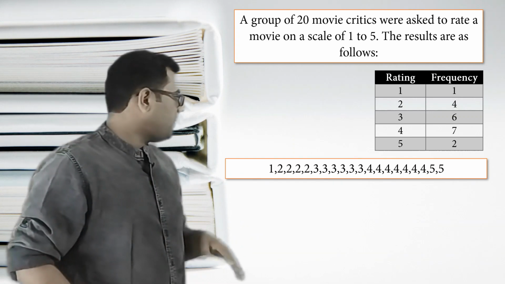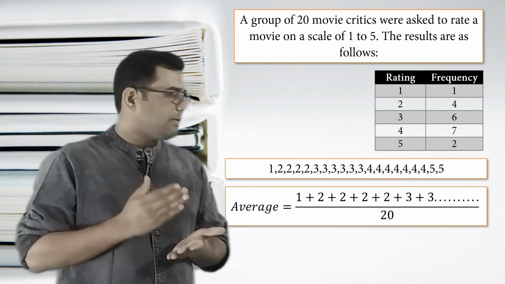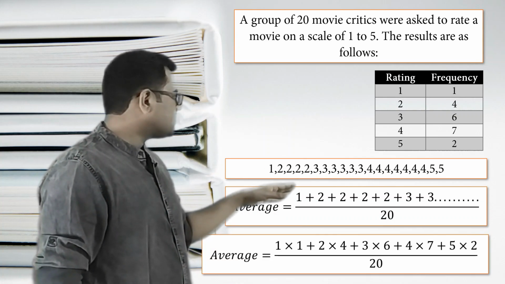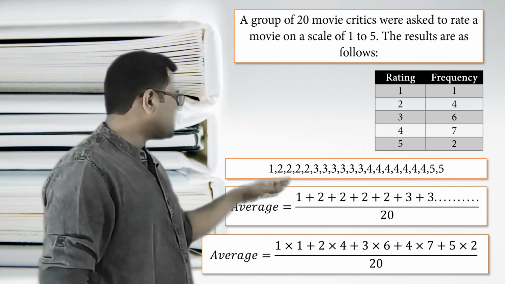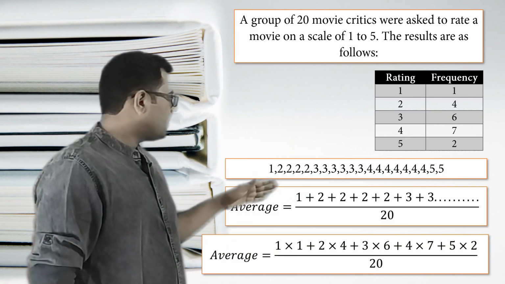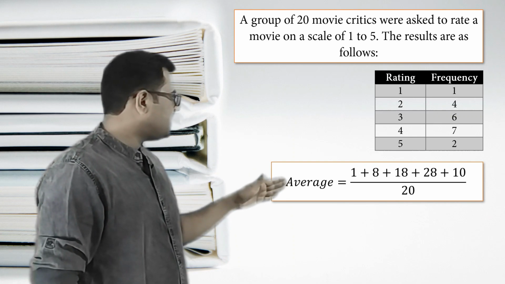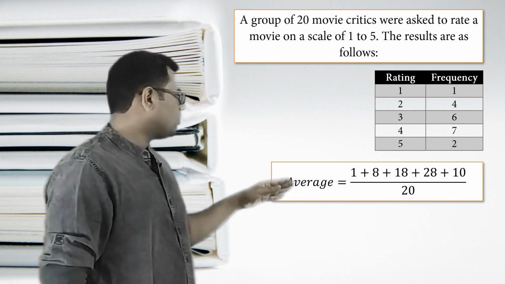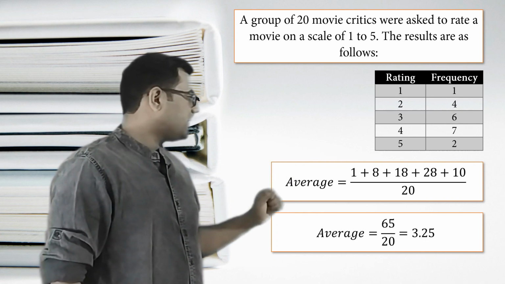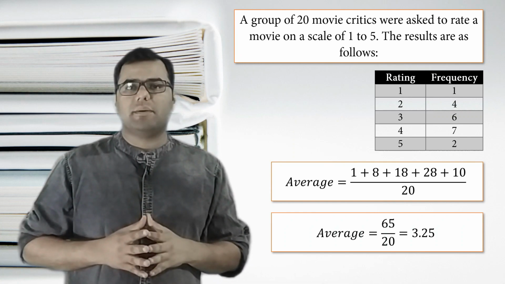So the average shall come out to be sum of all data values, that is 1 plus 2 plus 2 plus 2, or I can more easily write it as 1 multiplied by 1 plus 2 multiplied by 4 plus 3 multiplied by 6 plus 4 multiplied by 7 plus 5 multiplied by 2, divided by 20. And then it shall come out to be 1, 2 times 4 is 8, product of 3 and 6 is 18, 4 multiplied by 7 is 28, and 5 multiplied by 2 is 10. So this whole divided by 20 comes out to be 65 by 20. When you solve using a calculator, it comes out 3.25. So the average rating given by the 20 critics of the movie is 3.25.